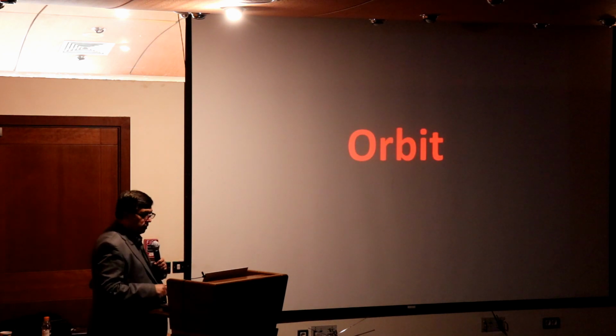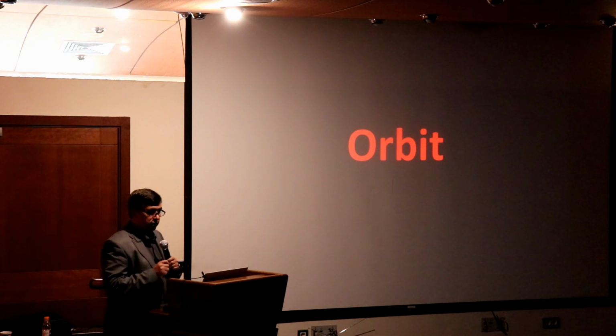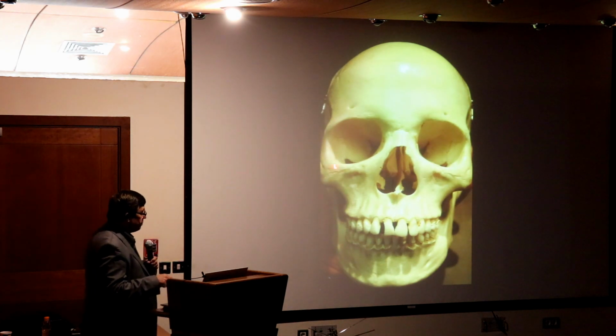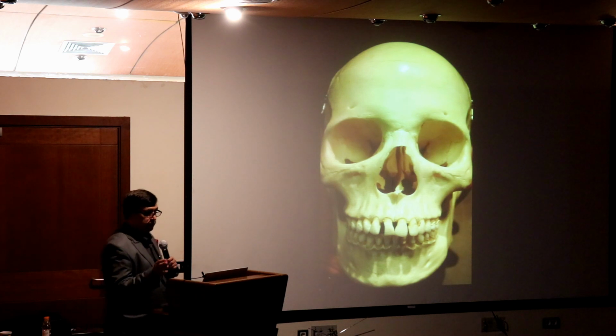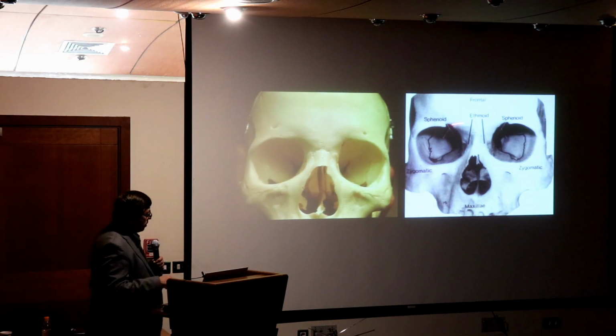So let's have an idea about the orbit. I have to warn you, this lecture is very condensed, so I have to go very quickly. So this is the orbit. And in the orbit we have the rule of 7: 7 bones, 7 arteries, 7 veins, 7 nerves, and so on. The rule of 7. Here is the orbit.